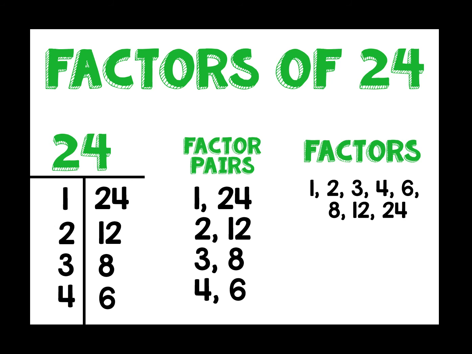Let's take a look at our findings. There are 4 factor pairs for the number 24. 1 times 24, 2 times 12, 3 times 8, and 4 times 6. We can list the factors in numerical order. There are 8 total factors. They are 1, 2, 3, 4, 6, 8, 12, 24.